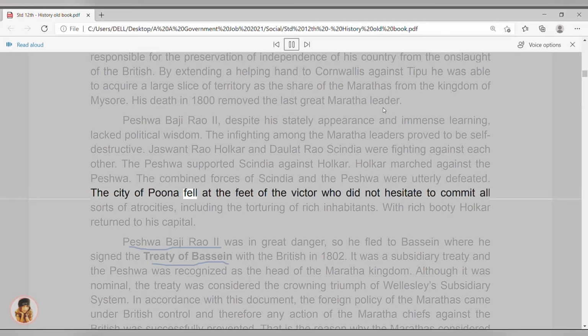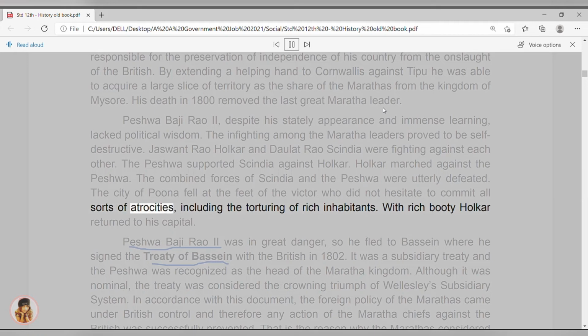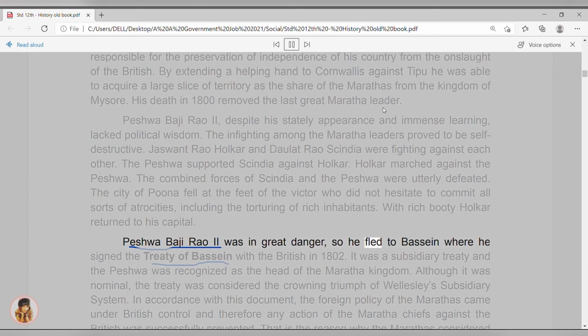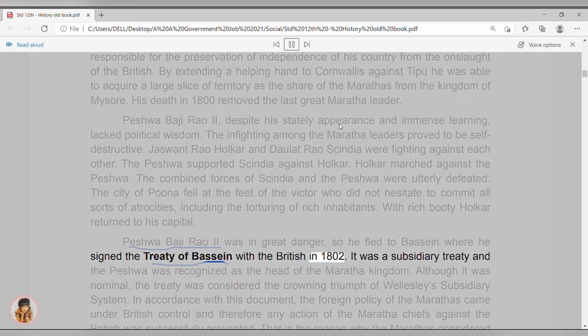The city of Pune fell at the feet of the victor, who did not hesitate to commit all sorts of atrocities, including the torturing of rich inhabitants. With rich booty, Holkar returned to his capital. Peshwa Baji Rao too was in great danger, so he fled to Bassein, where he signed the Treaty of Bassein with the British in 1802.